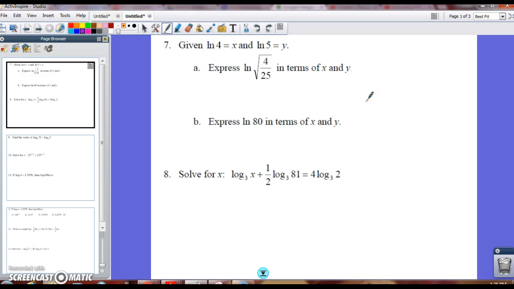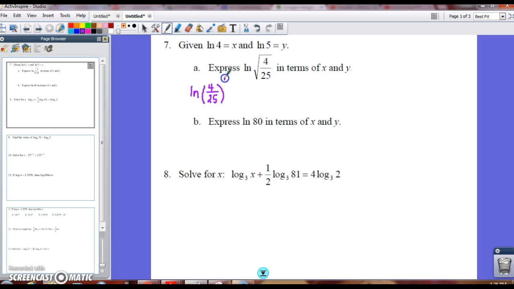We're given that ln of 4 is x and ln of 5 is y. These problems can sometimes get tricky because people sort of mess up what's getting substituted in for what. So the first thing we want to do is expand out the problem that we have, and then we'll go ahead and substitute in the x and the y's. So we have ln of the square root of 4 over 25. I can actually rewrite that as ln of 4 over 25 to the 1/2 power.